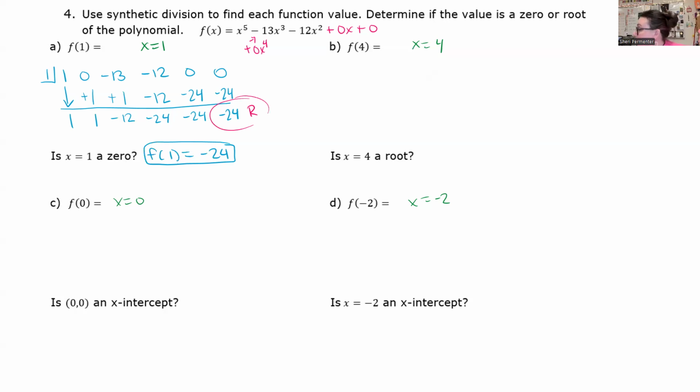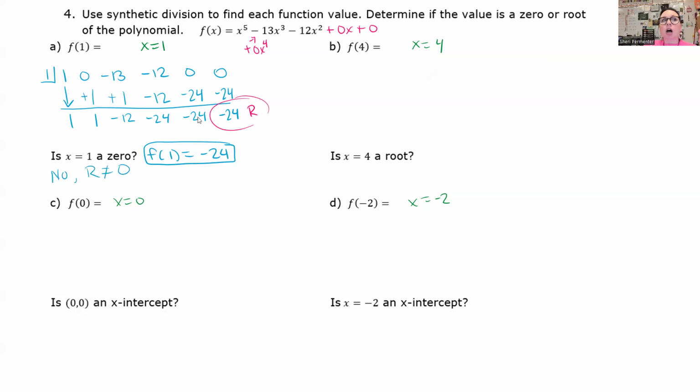What's been our answer every time? Because the remainder isn't equal to 0. It's the same answer here. So no, because the remainder is not equal to 0. The remainder has to be equal to 0 for this to be a 0 or to be a root or to be an x-intercept.